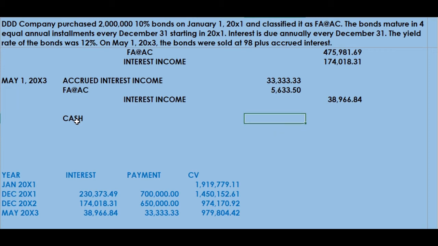So, basically, how much is the cash first? So, our cash, it was stated, the bonds were sold at 98 plus accrued interest. Okay. So, the question is, on May 31, 20x3, how much are our bonds? Isn't it that you already collected two 500,000? So, that means 1 million is what remains. So, that's going to be 1 million times 98% or 0.98.